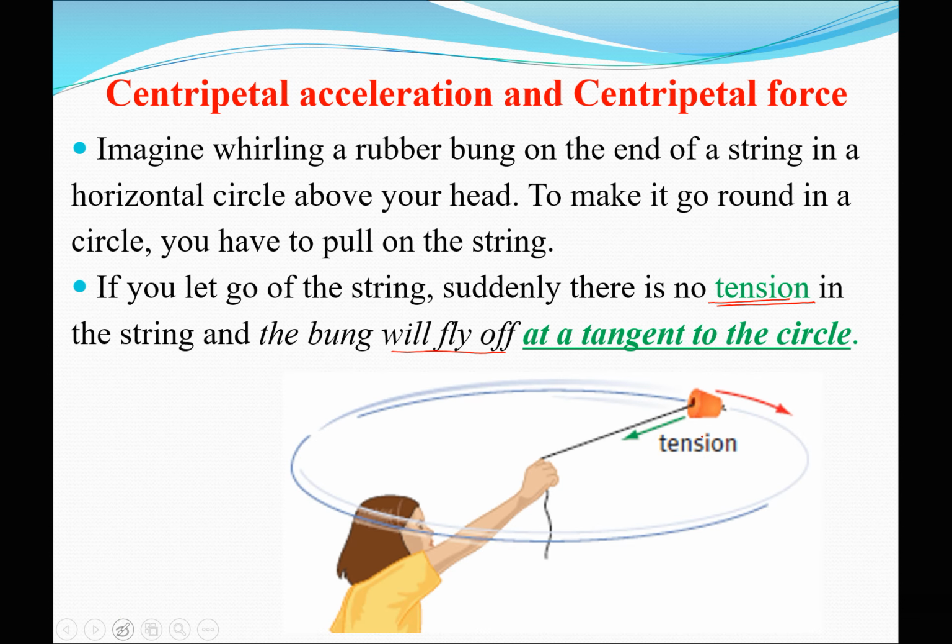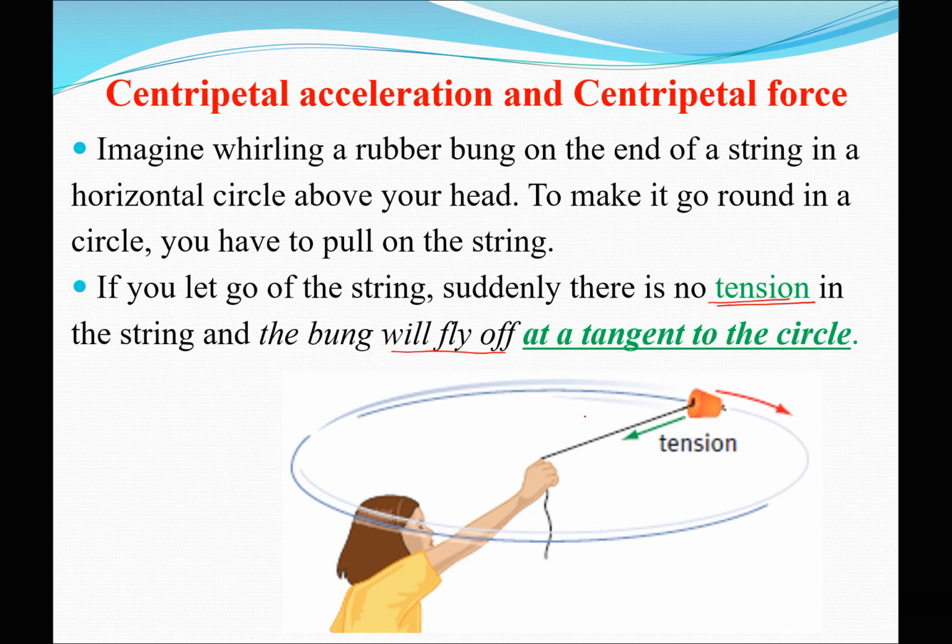If you try to whirl a rubber band in a circular path above your head, this is what we call a horizontal circle. In this demonstration, the circle has been drawn in a horizontal plane. Of course, there is also a vertical circle, as we shall see later on. In case you let go of the string, observations show that the band will move at a tangent to the circle. It will fly off at a tangent to the circle.